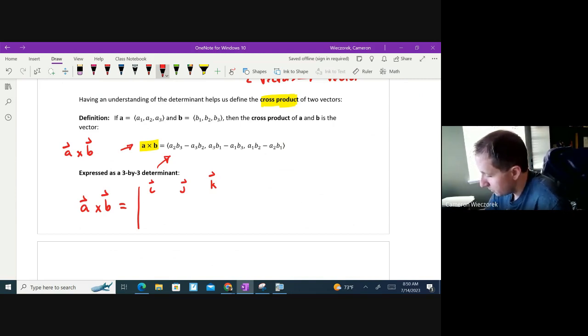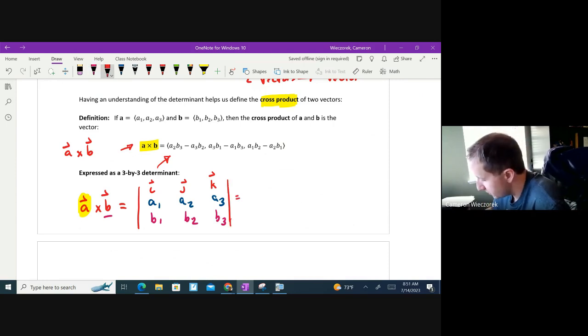And then I'm going to put the rows of the determinant matrix as the vectors. I'm going to put them in order of how they were listed. A was listed first, so I'm going to put A1, A2, A3. And B was listed second, so I'm going to put the entries of B, B1, B2, B3. And I'm going to use our formula to compute the determinant, and you'll see what we get.